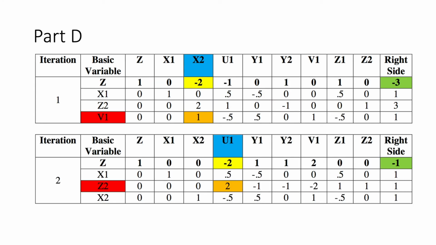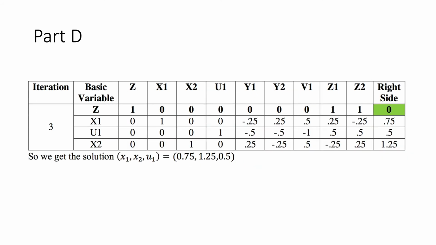Moving on, we did the same thing for x2 as we did for x1, and we ultimately ended up with the solution where z is equal to 0, x1 is equal to 0.75, u1 is equal to 0.5, and x2 is equal to 1.25, which is in fact correct. One thing to note is that in the actual problem, z does not equal 0. z would actually be equal to 3.125. However, in this specific simplex, since we started with the z function only containing artificial variables, z is in fact equal to 0.